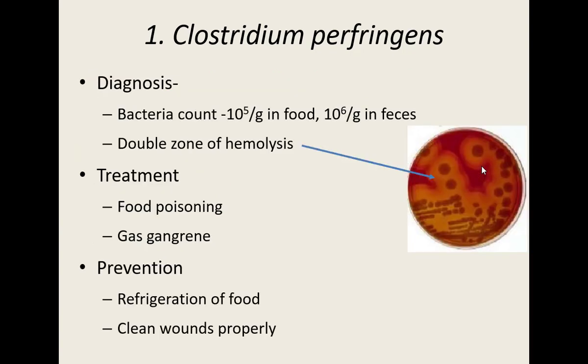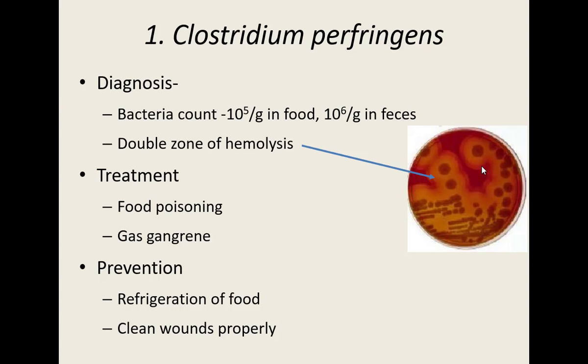To diagnose someone as having an infection caused by Clostridium perfringens, we look to see how many bacteria there are per gram of food or per gram of fecal matter. Just having a few bacteria is not enough to cause gas gangrene or food poisoning symptoms. You have to have this much bacteria to really say that's what's causing the infection, and it is quite a bit.